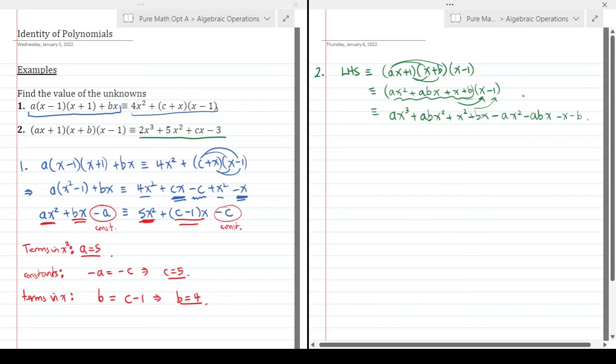So now I'm going to try to group those common polynomial coefficients together, by powers of x. Well, there's only one x cubed term, that's ax cubed.